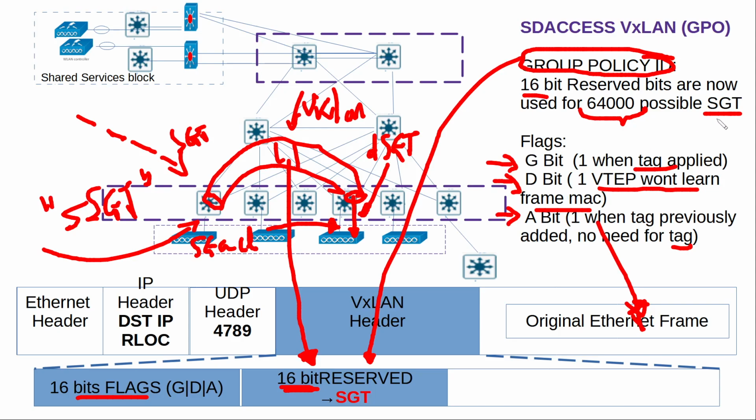Remember, scalable group tags are assigned when the frames enter, and they are carried over this field that Cisco is proposing with GPO, that is known as group policy ID.